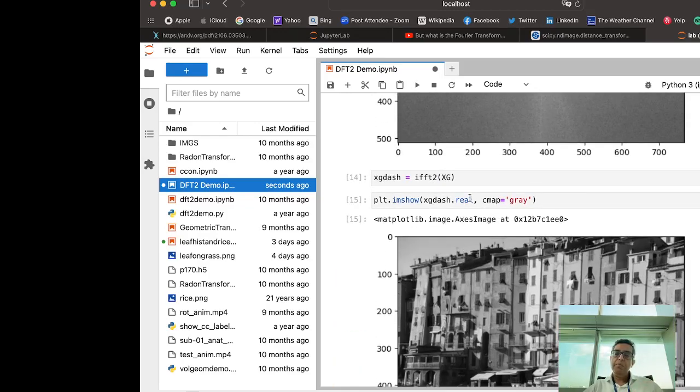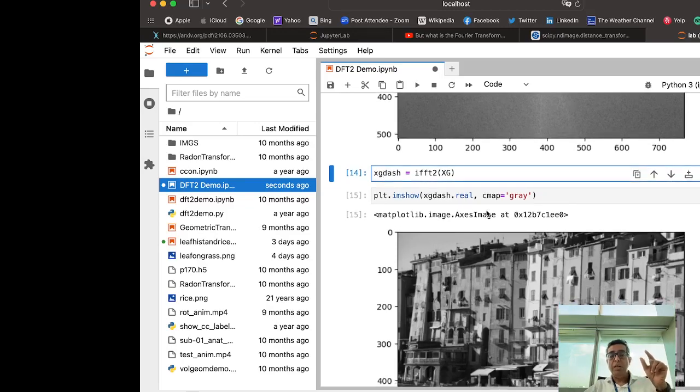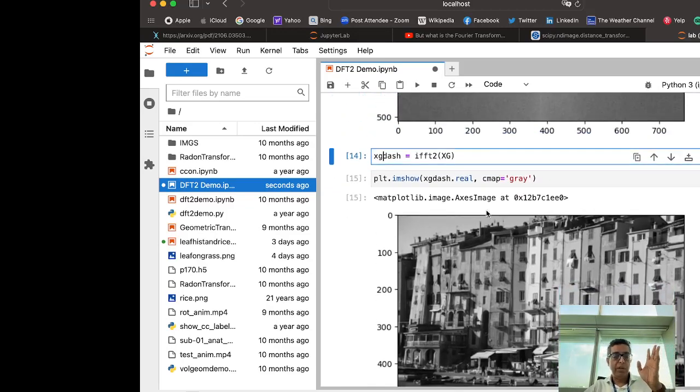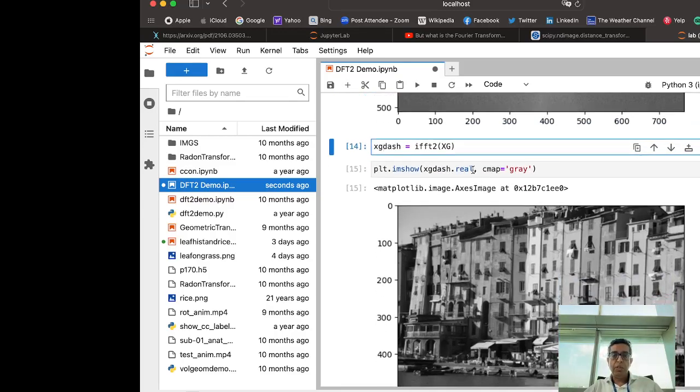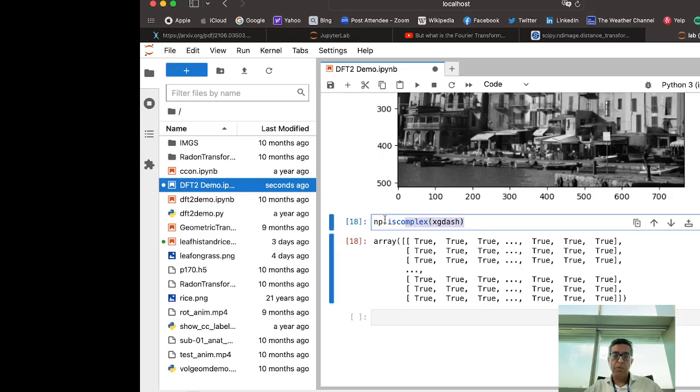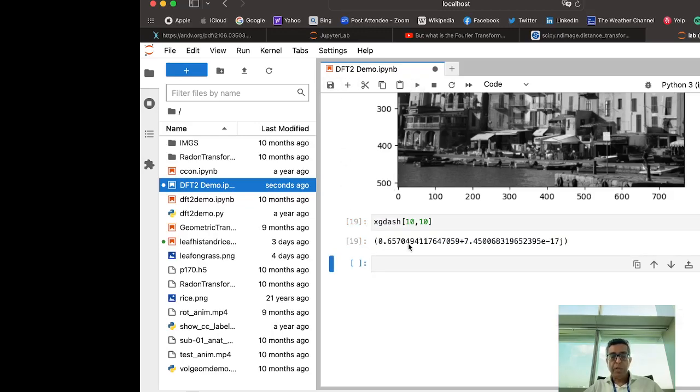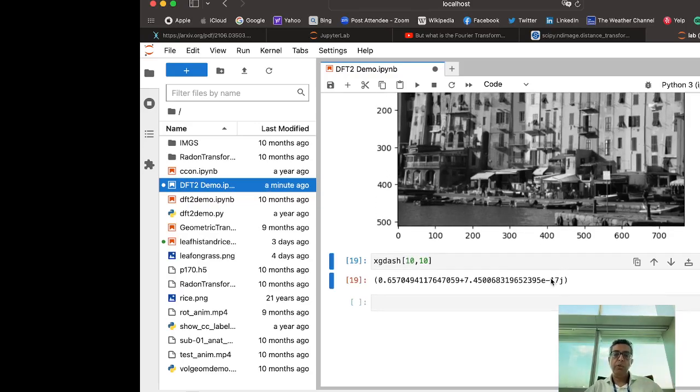In fact, any non-real values at the end of this result, any imaginary values, are just due to round-off error. They're vanishingly small. If we look at xg dash, just take a couple of values at random, let's say values 10, 10, and see what it is. So it's 0.6 as a real value plus 7.4 by 10 to the minus 17. So it's tiny. This is just due to round-off error.